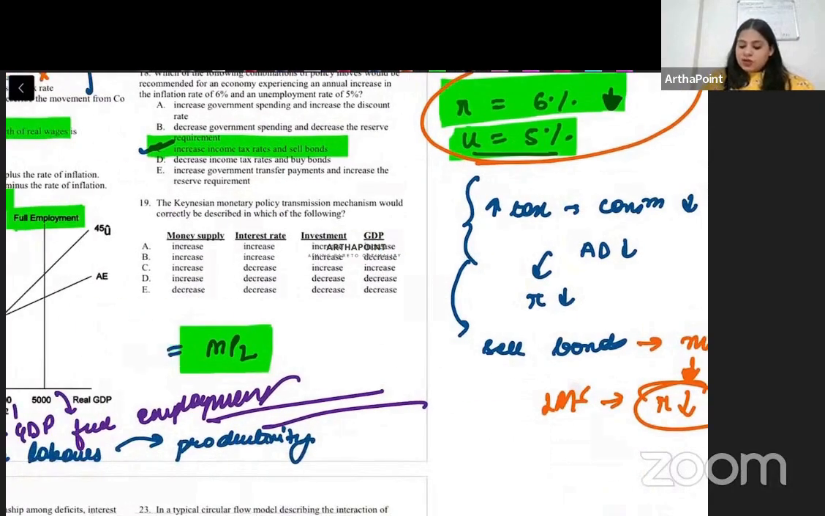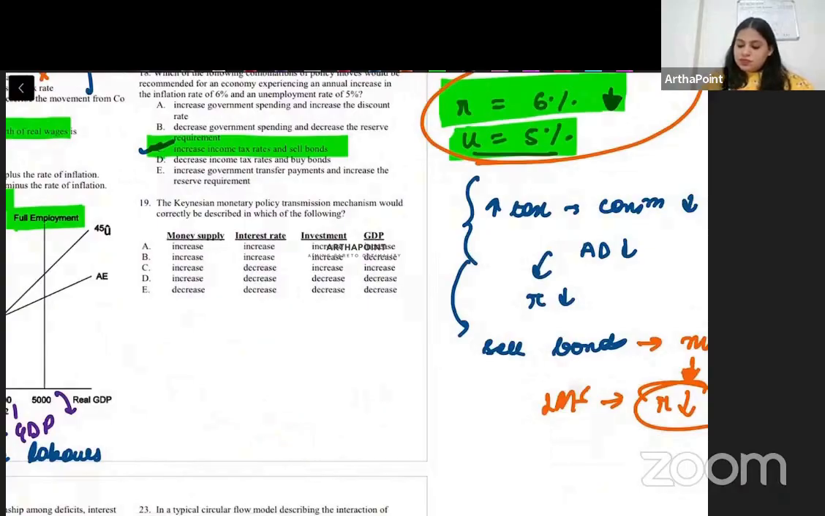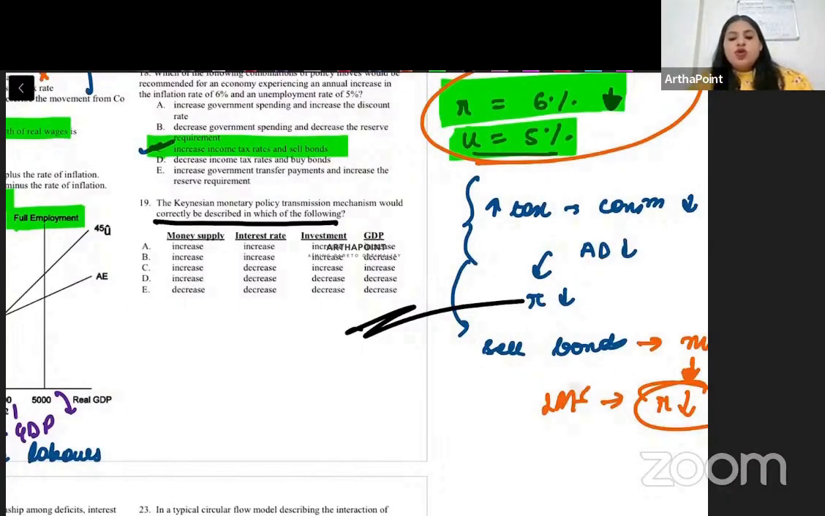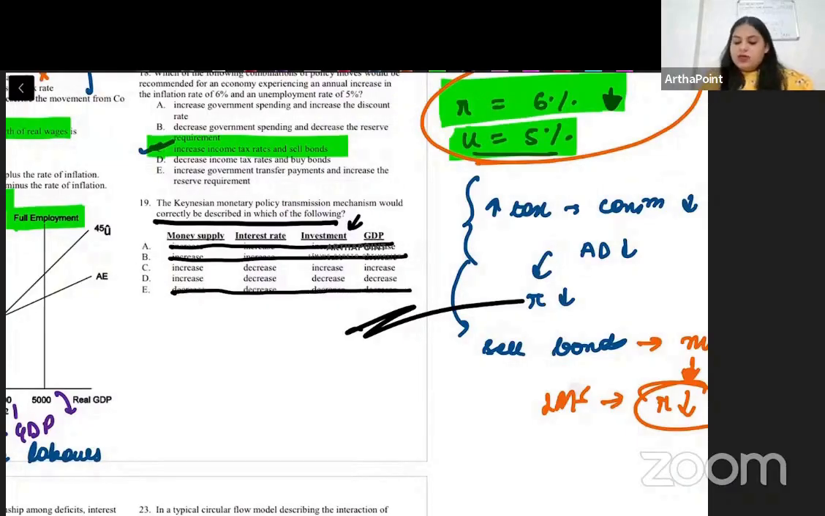Come to the next question, 19th question. This says the Keynesian monetary policy transmission mechanism would be correctly described in which of the following? Money supply increases, interest rate increases, investment increases, GDP increases. Okay, let's think about it. For investment to increase, the interest rate should decrease. They move in the opposite direction. So this cannot be correct.